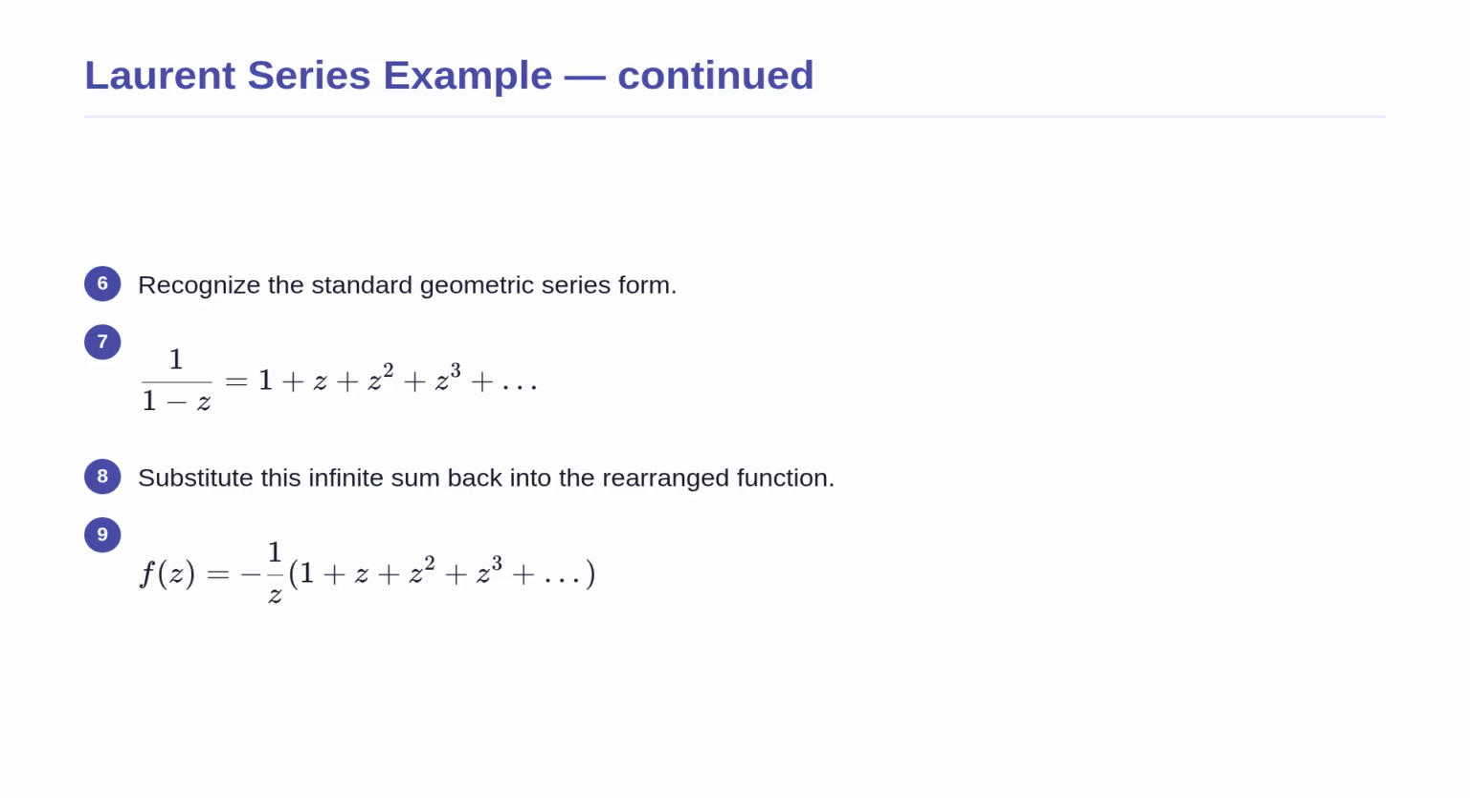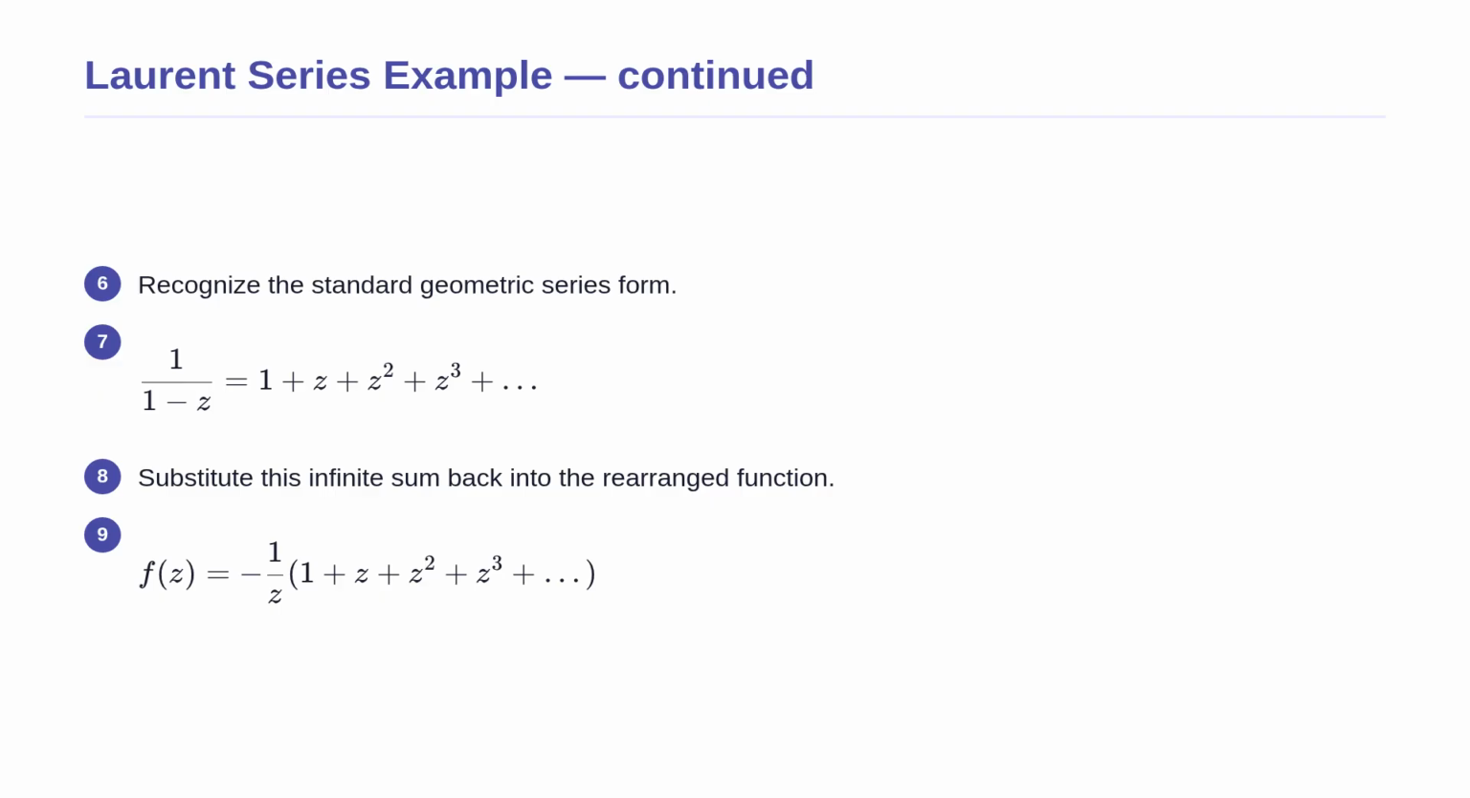Following our algebraic rearrangement, we can now use a clever trick. The fraction 1 over 1 minus z perfectly matches the standard geometric series. It is a known mathematical fact that as long as the magnitude of z is strictly less than 1, which fits our given region perfectly, this fraction equals the infinite sum of 1 plus z plus z squared and so on.